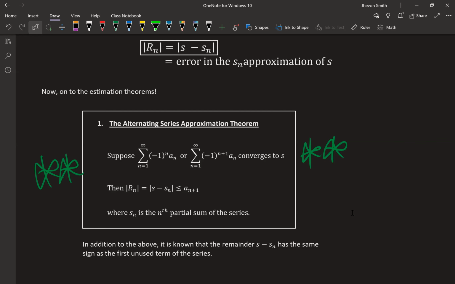So if I add up the first 5 terms, the magnitude of the 6th term tells me how close I am to the actual answer. If I add up the first 9 terms, the 10th term tells me how close I am. If I add up the first 1,000 terms, the 1,001st term tells me how close I am. And in fact, the sign of the next term tells me the sign of the remainder, S minus Sn. That's super convenient.